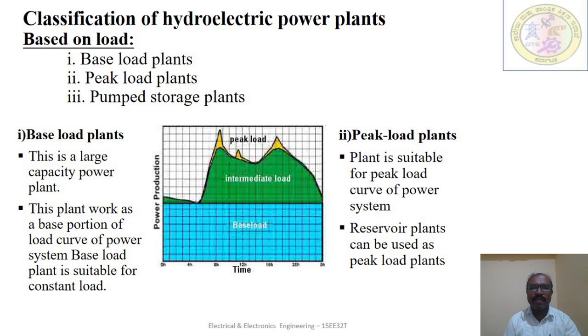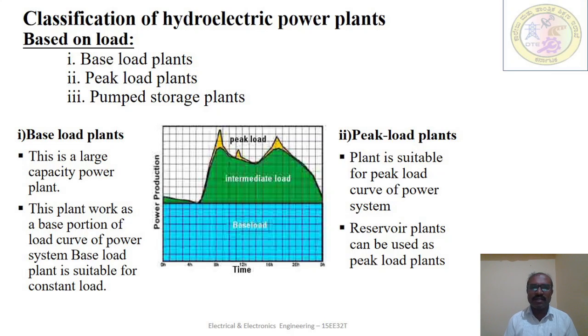If you observe this diagram, the x-axis is the time scale and the y-axis is the power generation. To understand base load and peak load in a household: base load means the load which consumes electric power throughout the day, 24 by 7. In a household, you can compare a fridge and a few electric bulbs, located in different places in the house, which run continuously throughout the day. That is called base load. That means the load is continuous.